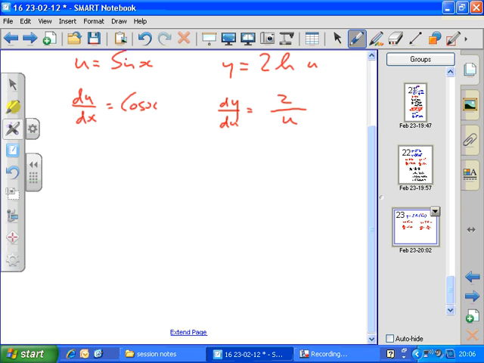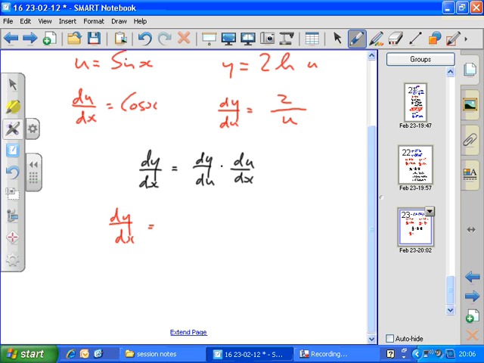So now we combine them, dy by dx. The chain rule tells me that dy by dx equals dy by du times du by dx. In other words, I just multiply those two together. So dy by dx equals dy by du, which is 2 over u, times du by dx, which is cos x.